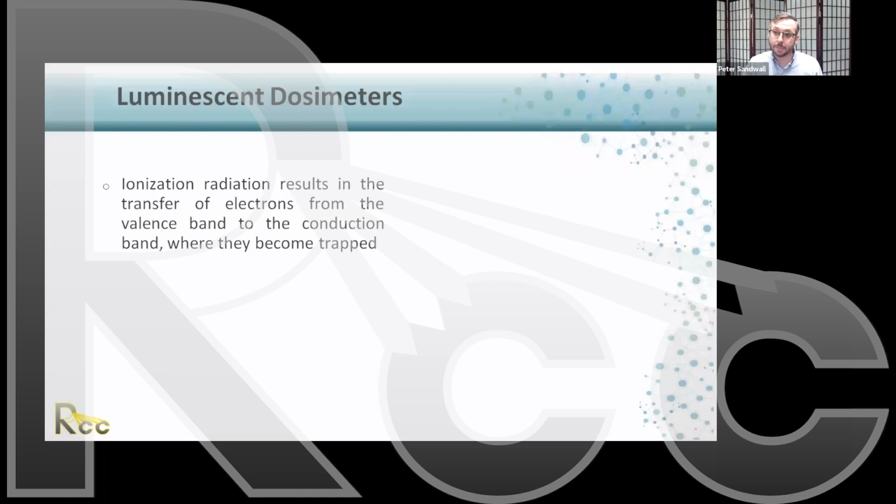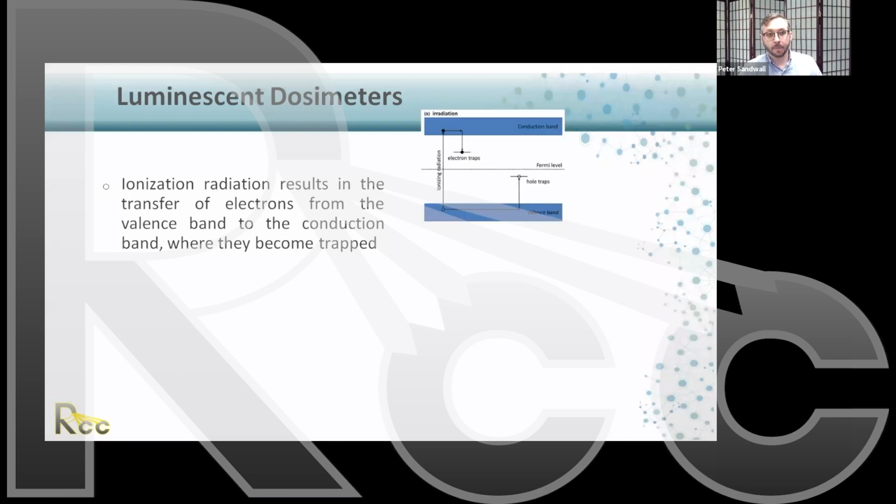On the topic of light, and I am really sorry about going over on time, but I hope you can stick with me. On the topic of light, there are luminescent dosimeters. The way that these work, there are two main ones, OSLDs and TLDs. They work very similar to semiconductors. You've got a lattice, and you're going to bump electrons from the valence band to the conduction band.